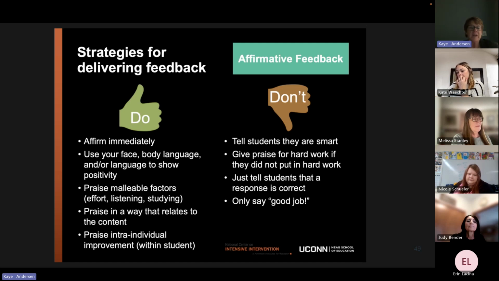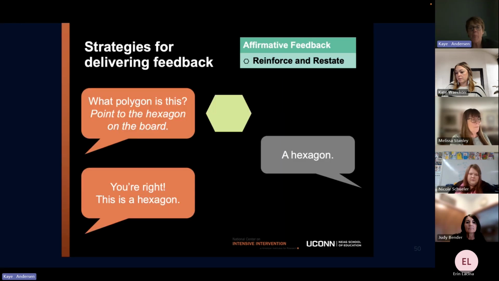Don't praise hard work if they didn't really put in hard work. We want them to know that it takes hard work and what it takes to be successful. Don't just say good job, and we're going to talk about that in a second. What would we say in order to make that better?